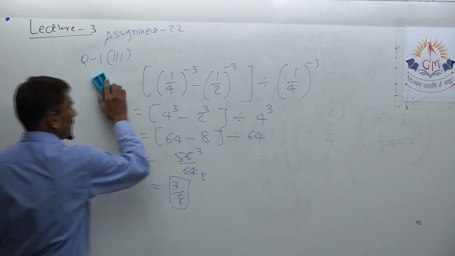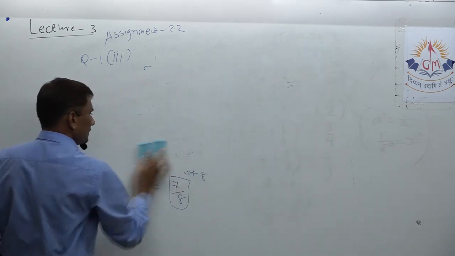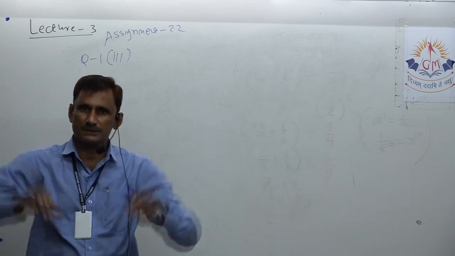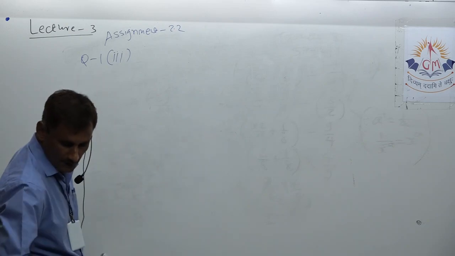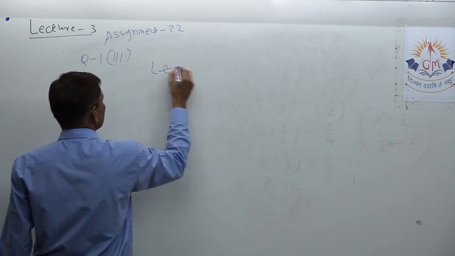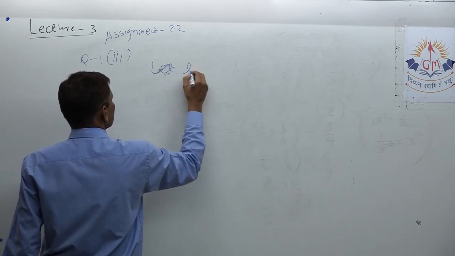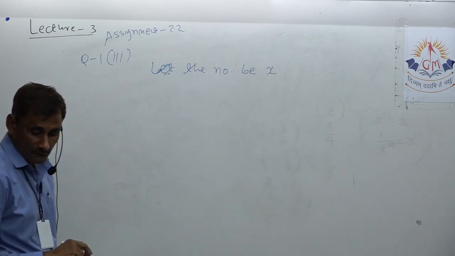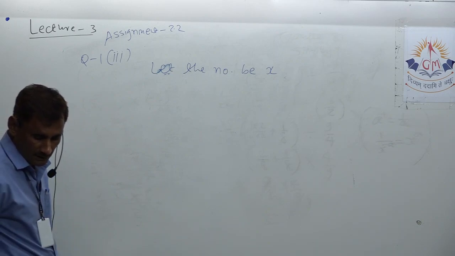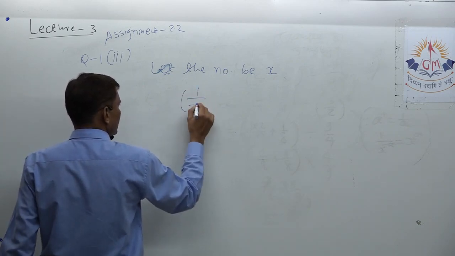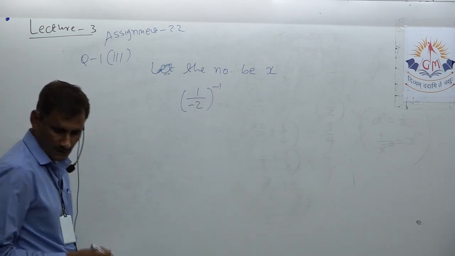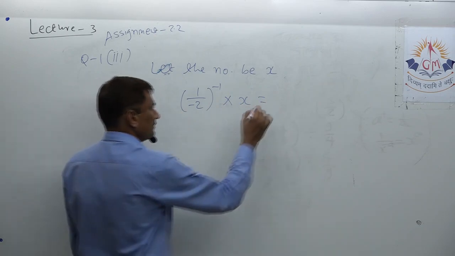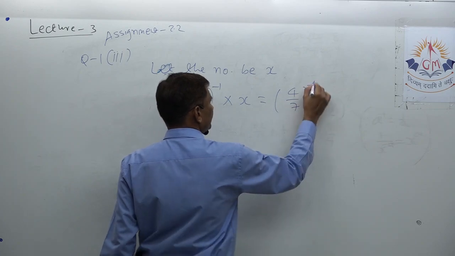Okay. So first of all I suppose that number and then write the whole statement as an expression. So we will have an equation. By what number? Let the number be x. By what number should the given number be multiplied? What is the given number? 1 by minus 2 raised to minus 1. It is multiplied by x so that we can have 4 by 7 raised to minus 1.